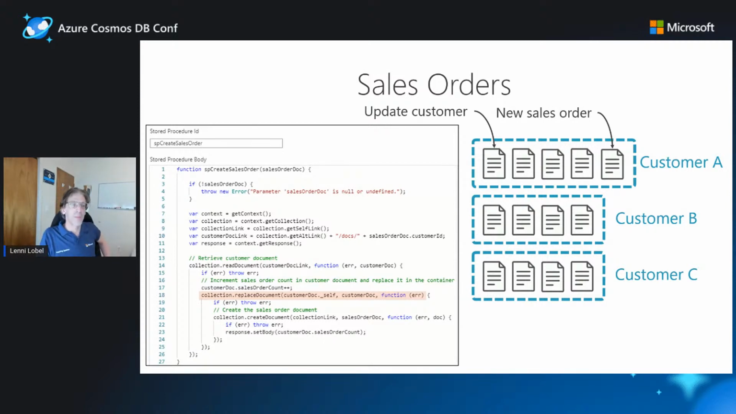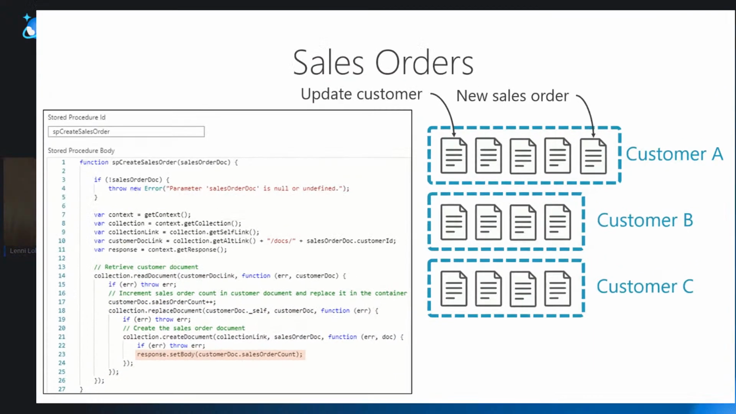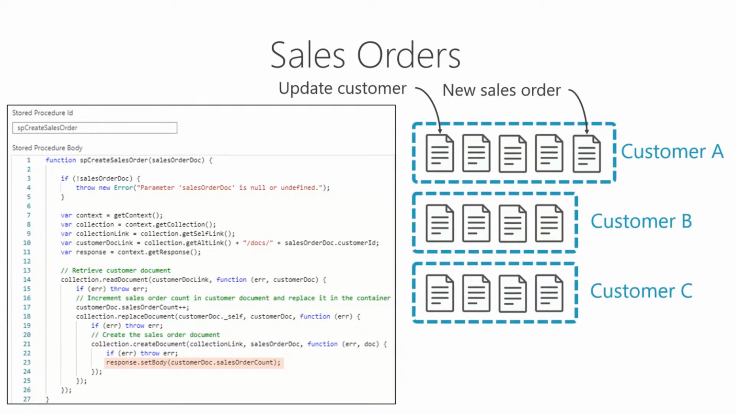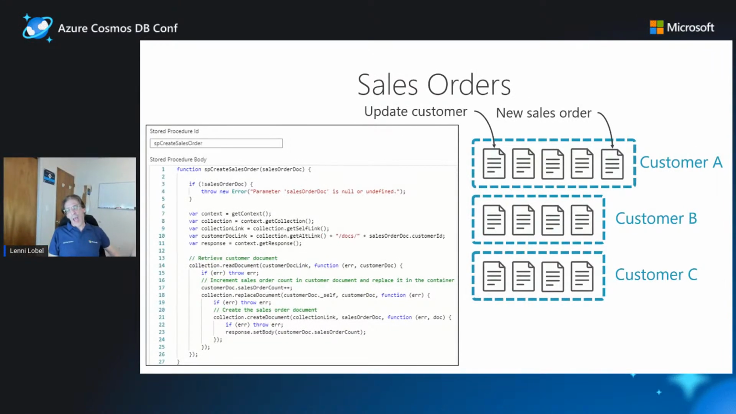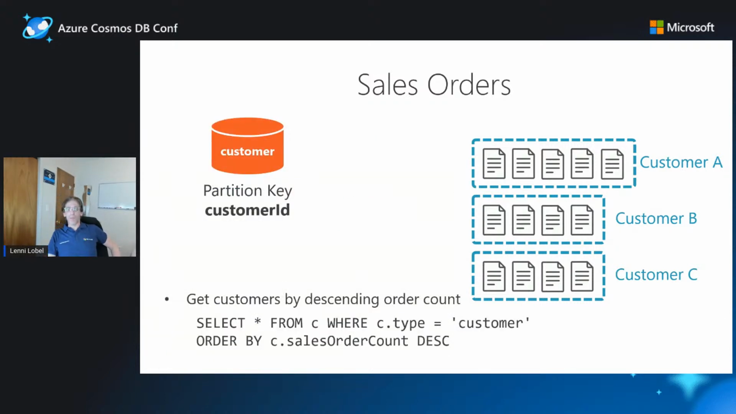So it's been written to the container but not committed. And then we can create the new sales order document and return, let's say, the new count because we want to return something, but only then, when the function completes successfully, does everything get committed: the new order is written, and the customer document is updated, all at the same time. And once you've got that stored procedure in place, it does mean that anytime you want to add an order document, you must do so by calling the stored procedure and not by directly inserting it.